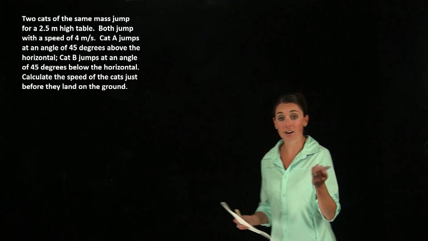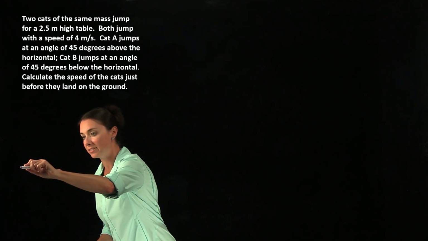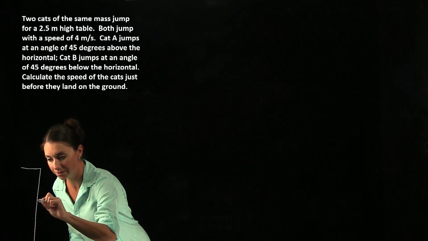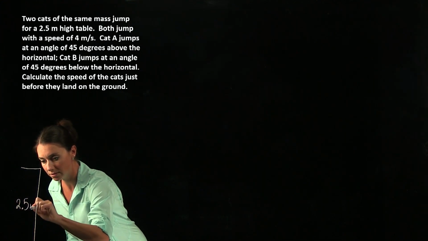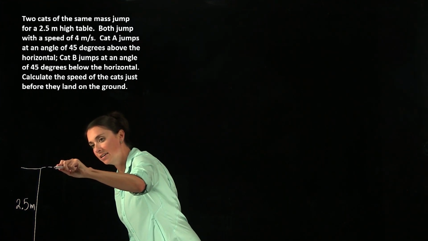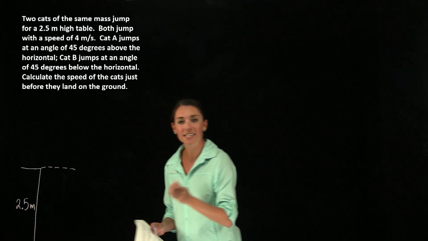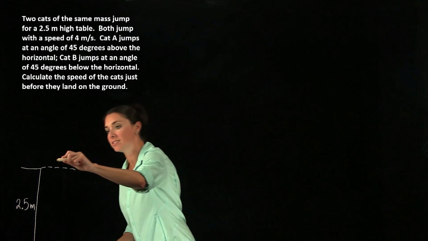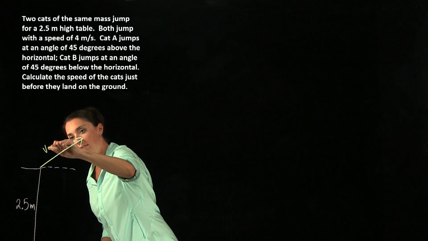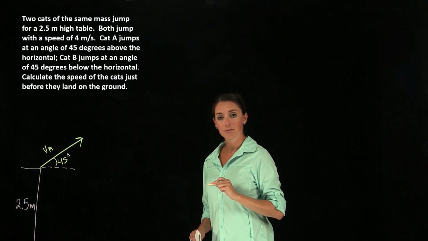All right. So I'm going to start off just like we would with any other question. I'm going to draw a little picture of this diagram to help me out. So we've got our table, and I know that this table is going to be 2.5 meters high. And I'm going to draw a little dotted line here to represent my horizontal. Okay. And we've got one cat, let's see, cat A is jumping upwards. So I'm going to draw a little velocity vector here for cat A. Cat A is jumping upwards at a 45-degree angle.